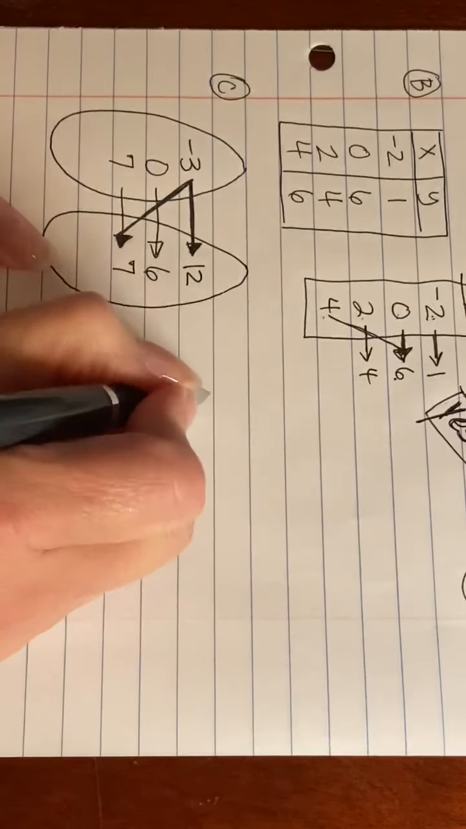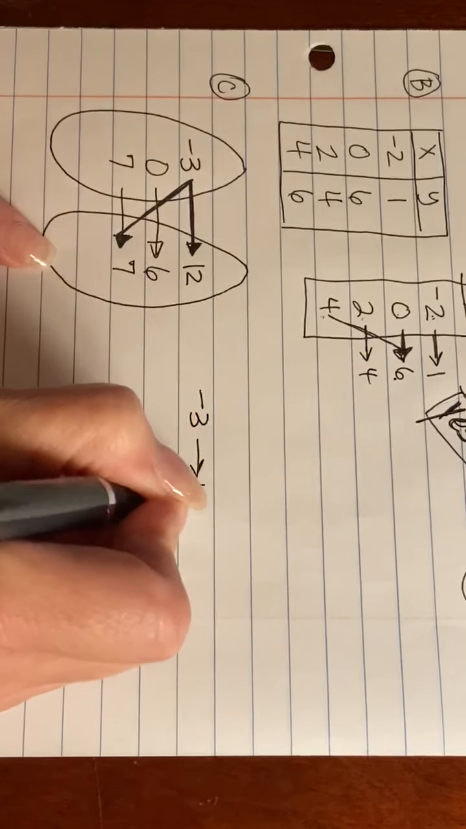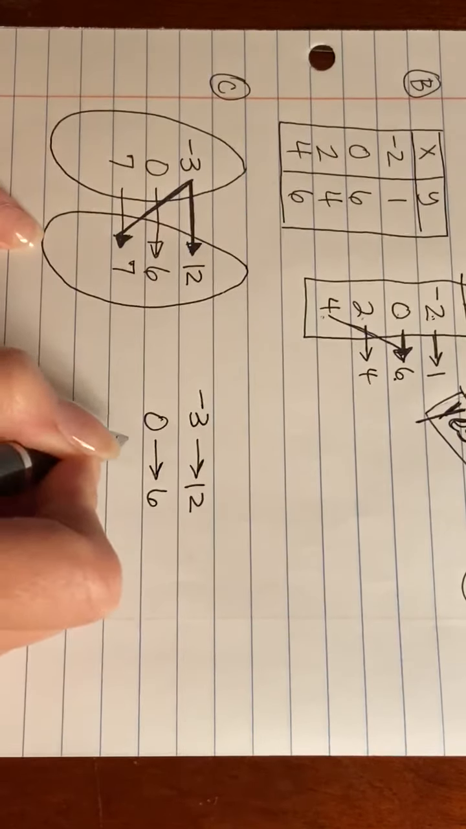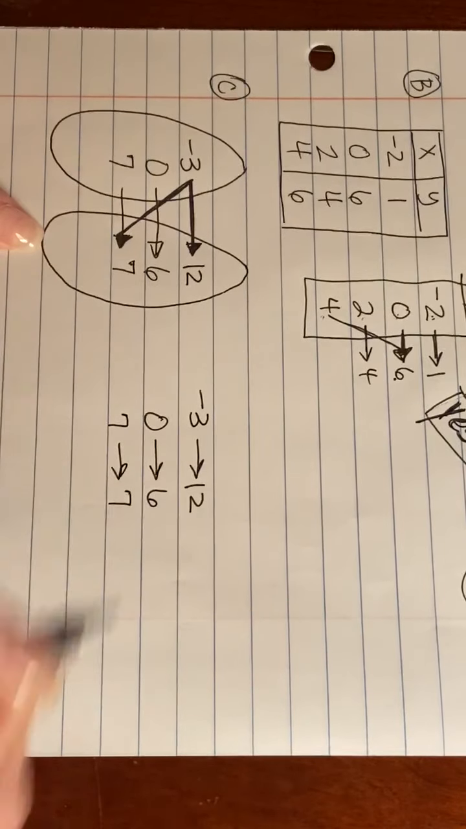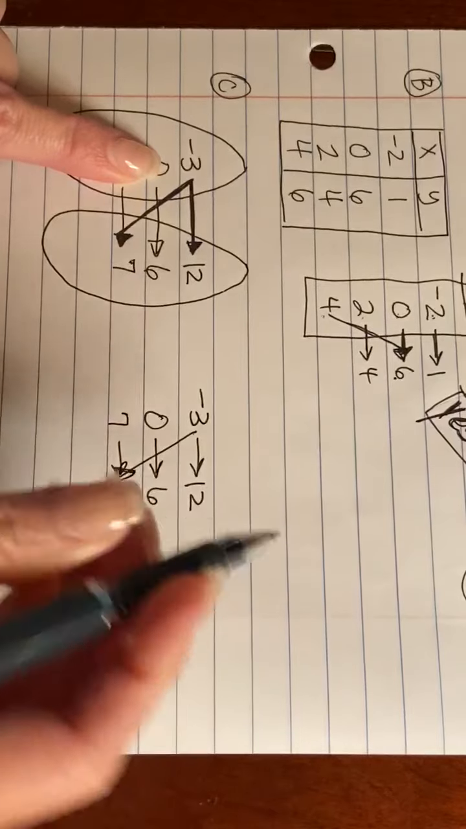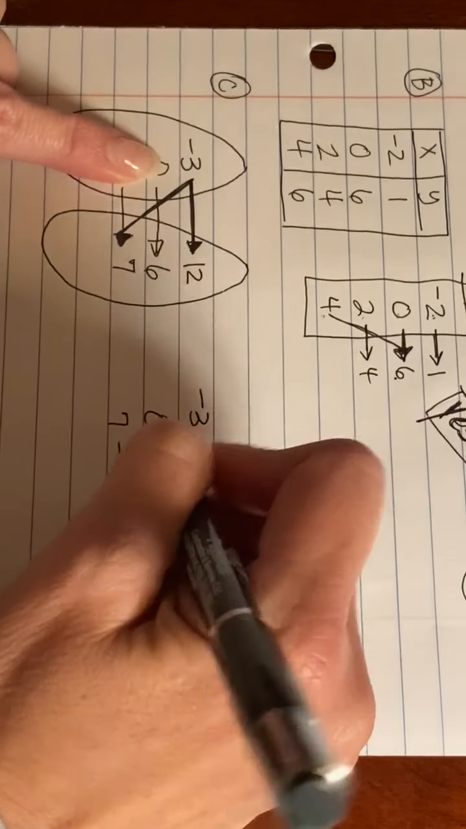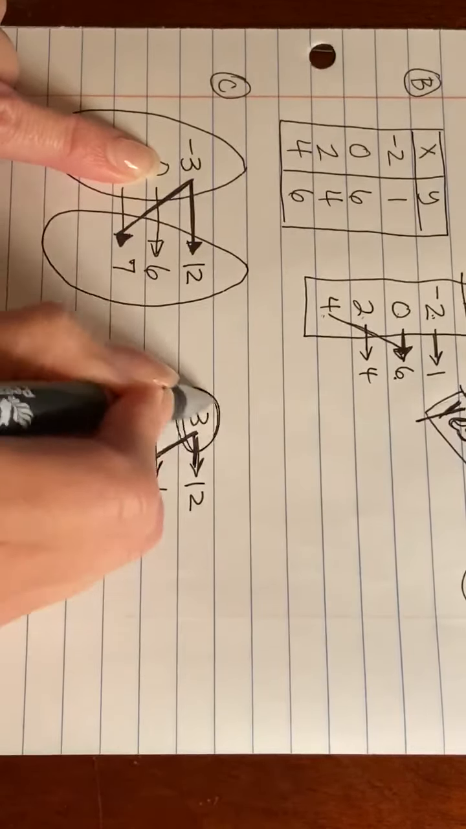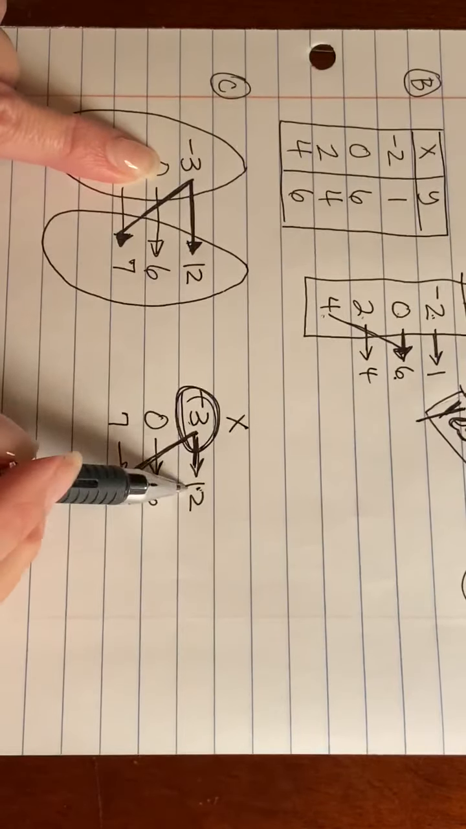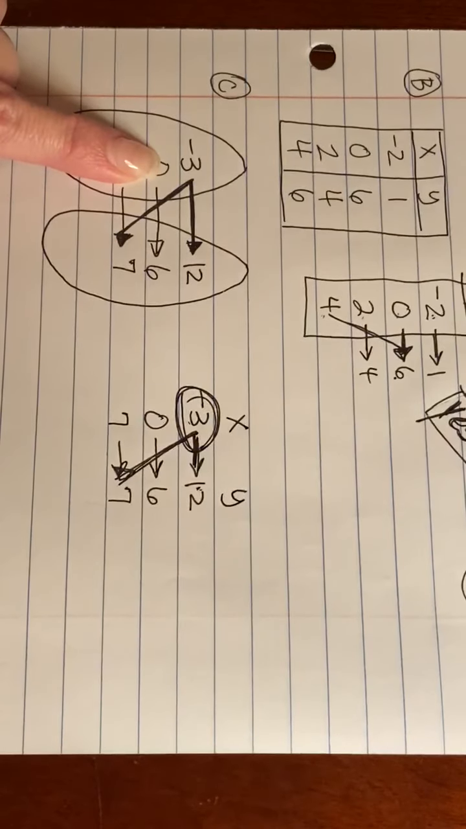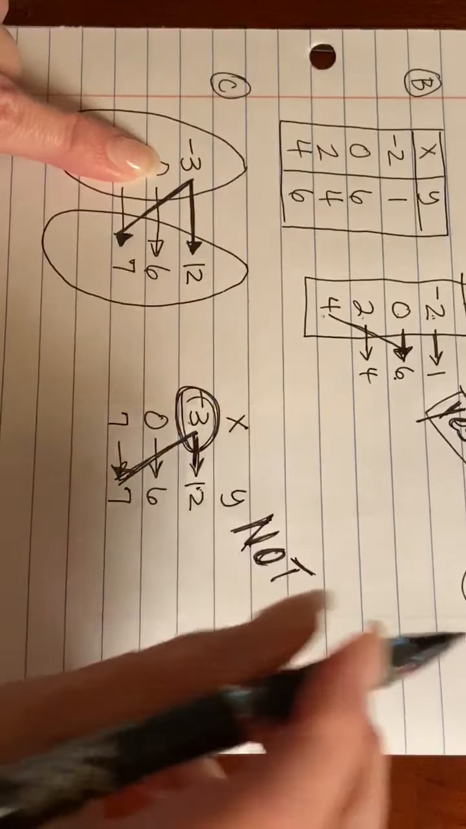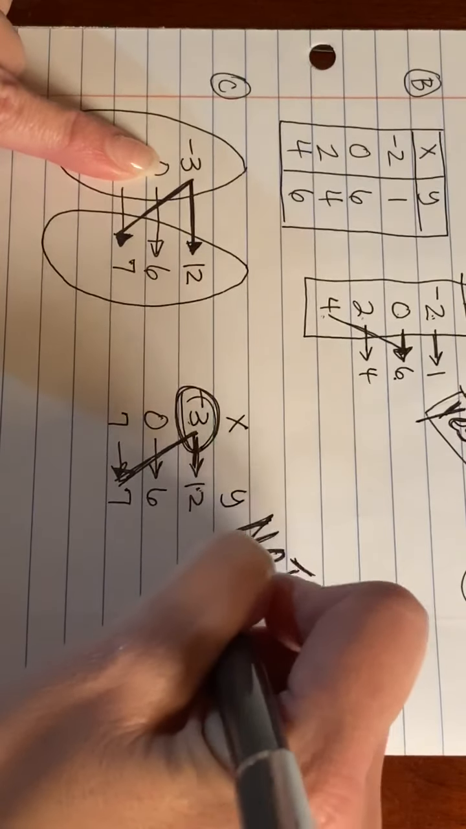I see that -3 is paired with 12, 0 is paired with 6, and 7 is paired with 7. But I also see that -3 is paired with 7. So this -3 right here is paired with more than one y value. This x is paired with more than one y value. That makes this not a function. So I'm going to put not a function.